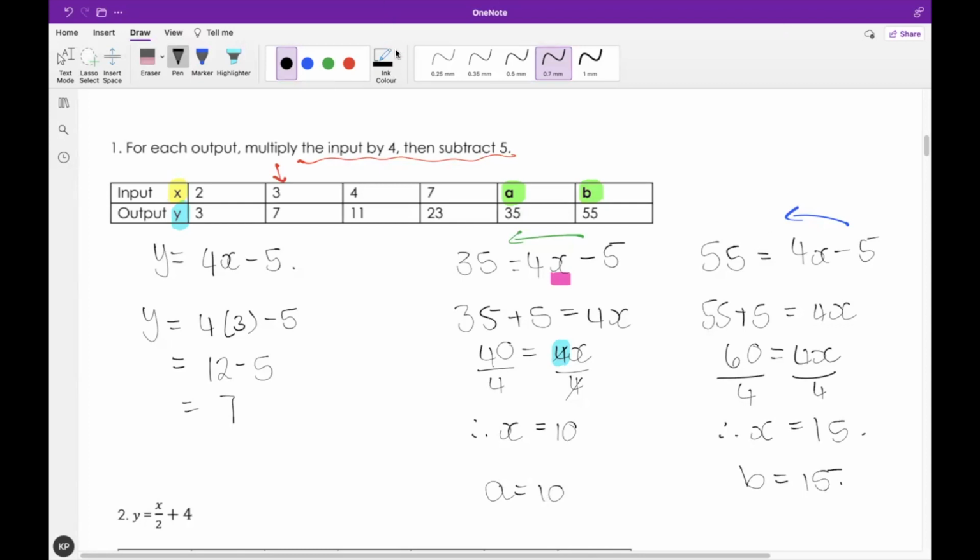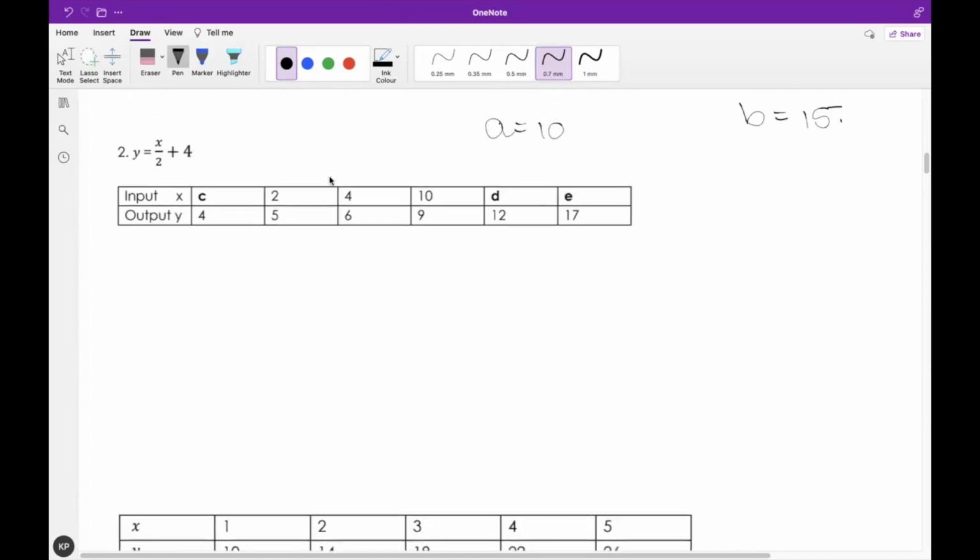Okay. Let's continue. Next one. This time we have been given the formula, okay? And once again, we are looking for our inputs. That means we're going to substitute all of my numbers where? These numbers that I'm highlighting in blue here, where in my formula will I substitute them?